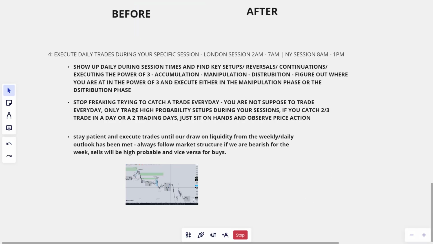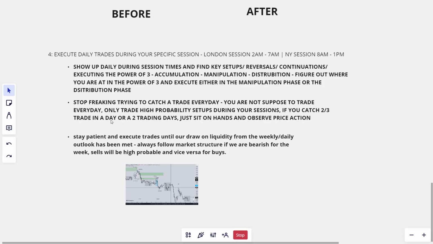And then I state, stop trying to trade every single day. A lot of you guys are trying to catch a setup every single day. You're trying to make money every single day. No high probability trader is like that. Nobody makes money every single day. Stop trying to treat this like it's a job. This is not a job. This is trading. It's different from a job.